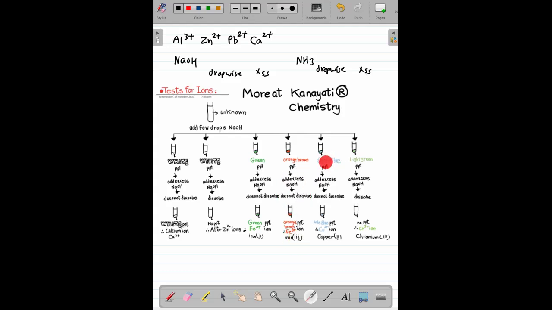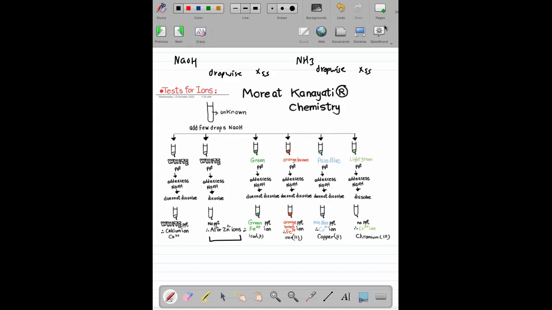It will make a pale blue precipitate which does not dissolve with excess sodium hydroxide if it is a copper ion, and it will remain as a pale blue precipitate, and a light green with the chromium ion that does not dissolve in excess either. Because you cannot differentiate here between aluminum and zinc ions, both of them form a precipitate that dissolves in excess sodium hydroxide, you have to use another reagent.